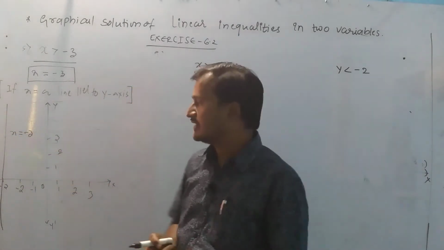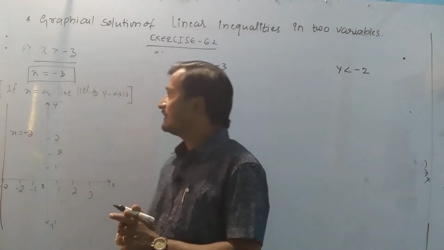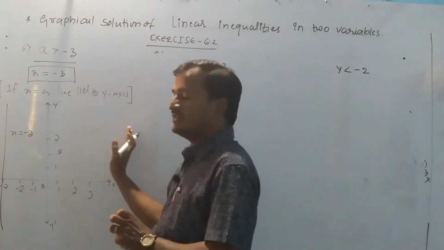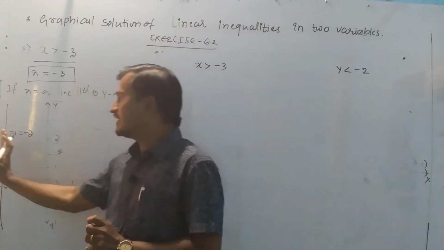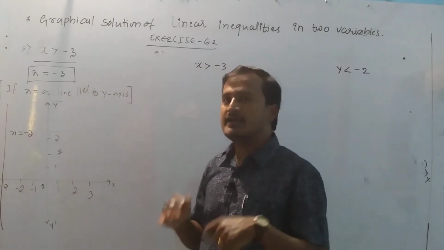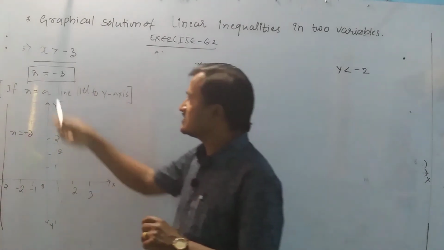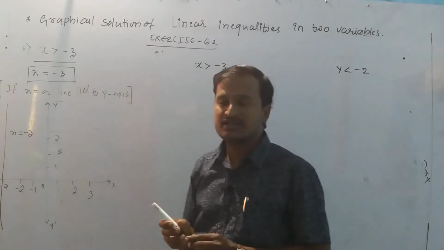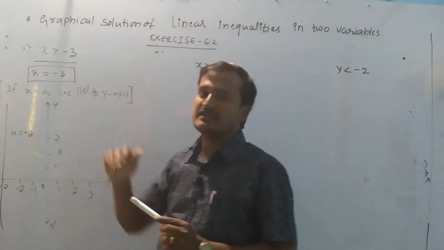Okay, now this is a vertical line. This vertical line divides the xy plane into two parts. So here it is the left half plane and the right half plane. Now where do we have to shade? So for this, what is the value of x? x is more than minus 3.